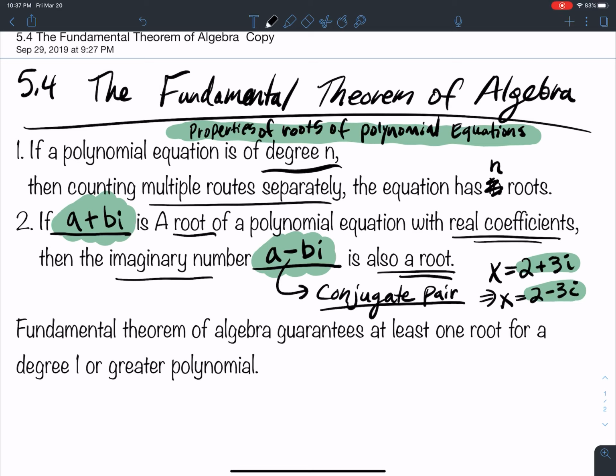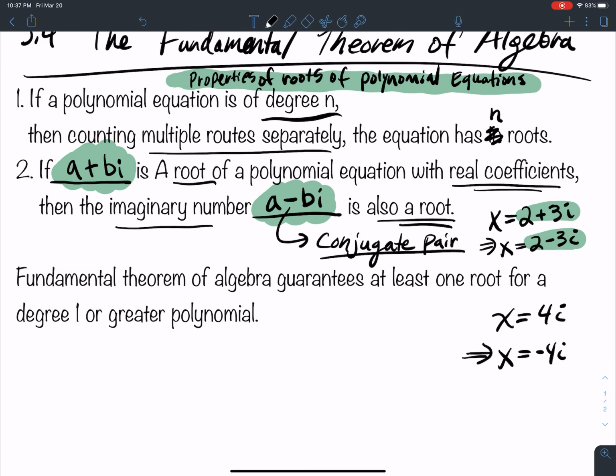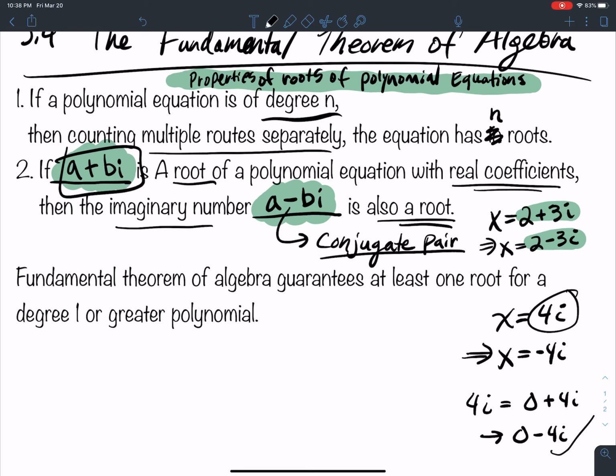Okay, same thing if it was like, x equals, maybe it was like 4i. Okay, then I know I have x equals negative 4i is my other solution. You think about 4i written in the form a plus bi. 4i would be equal to 0 plus 4i. Then the conjugate pair would be 0 minus 4i. That's where that negative 4i came from. Okay, just wanted to make sure we're on the same page.